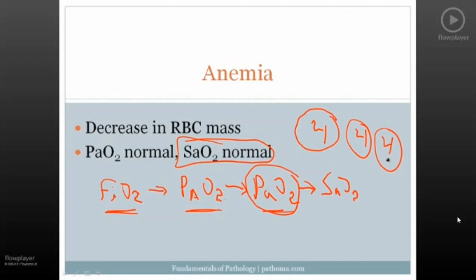Now, if I get an anemia, let's say I knock out 1/3 of my red blood cells, each of my remaining blood cells is still carrying 4 molecules of oxygen. And so here I'm again 100% bound. So the SaO2, because it looks at the percentage of oxygen molecules that are bound to hemoglobin, is not going to be altered in an anemia. So I hope that's clear.